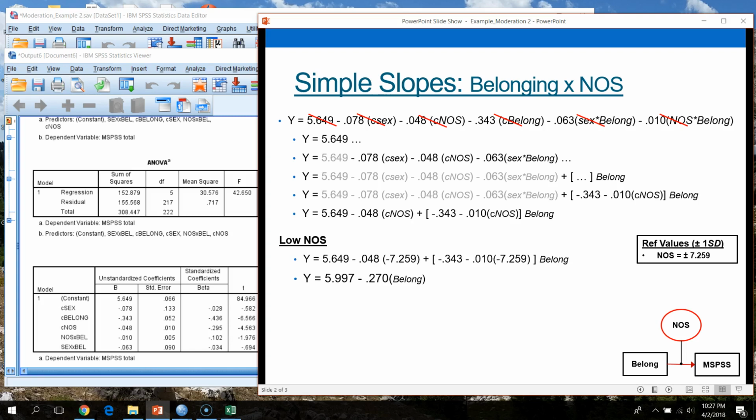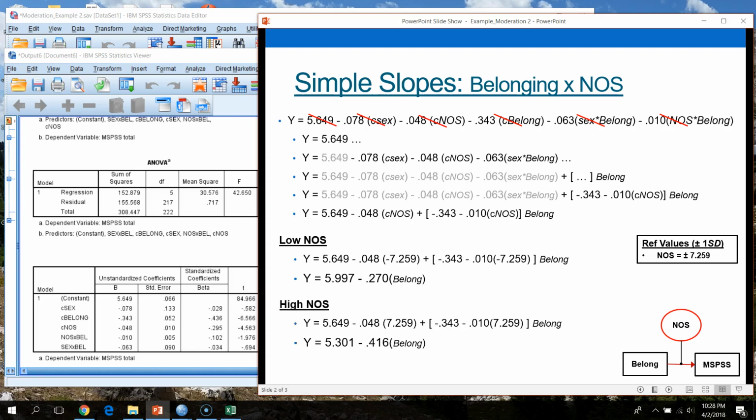So if we want to look at the conditional effect of belongingness on perceived support at low levels of our moderator, we take our factored equation here, drop it down, and then plug in low levels of NOS, which is going to correspond to a value of negative 7.259. So here we throw in negative 7.259 for NOS. Same thing here. And if we then multiply this out, what we get is our simple slope for the conditional effect of thwarted belongingness on perceived support at low levels of NOS.